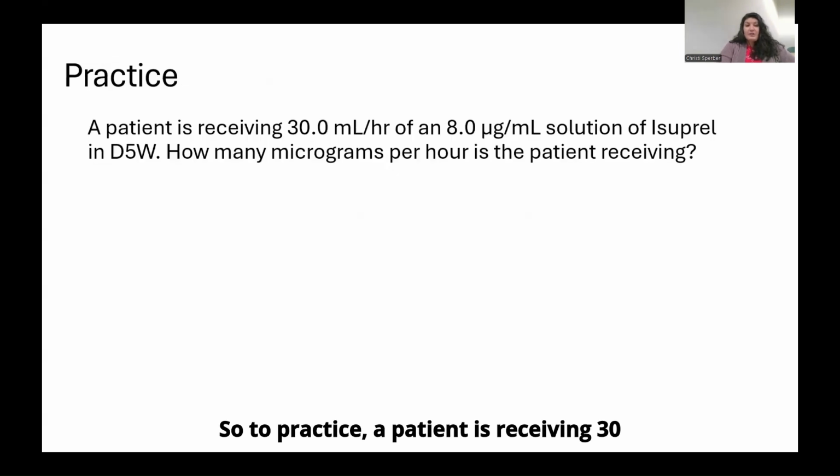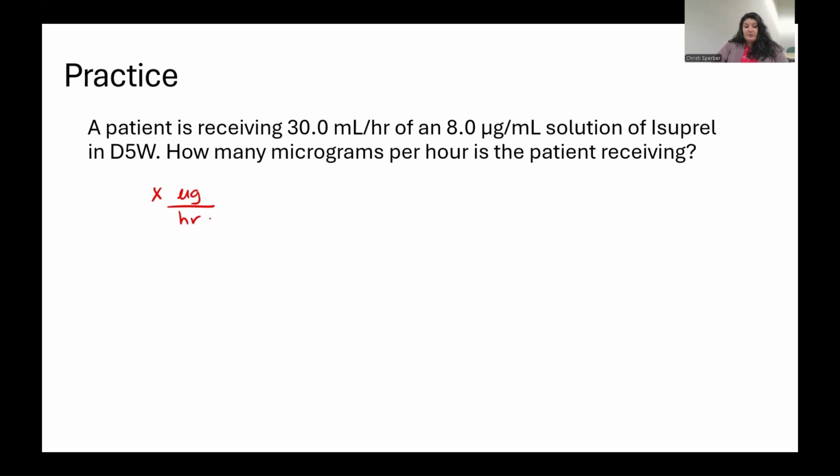So to practice, a patient is receiving 30 milliliters an hour of an 8 microgram per milliliter solution of Isuprel in D5W, which is the 5% dextrose IV solution. How many micrograms per hour is the patient receiving? Go ahead and pause the video, work on it, and then come back. So the first thing you do is figure out, what do we want to know? We want to know how many micrograms per hour.